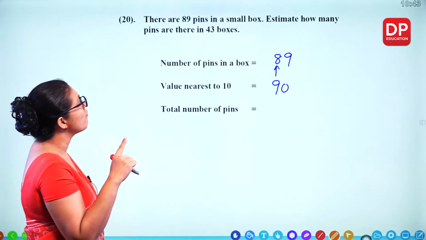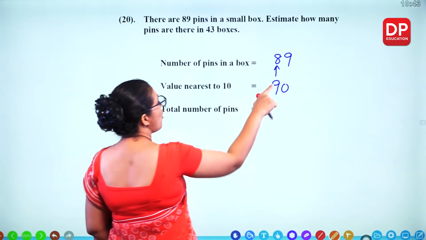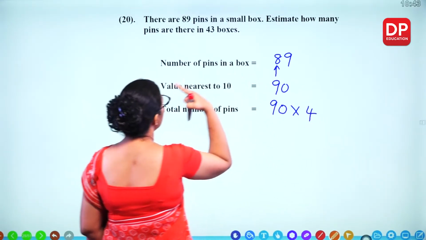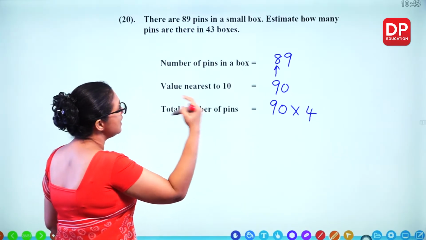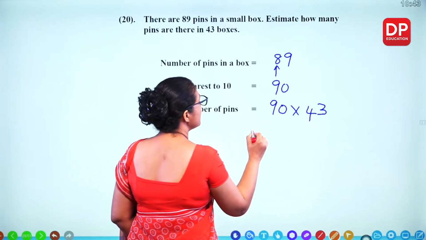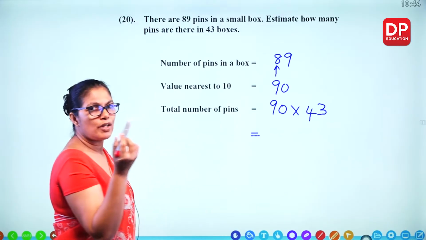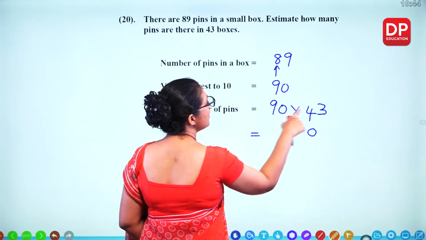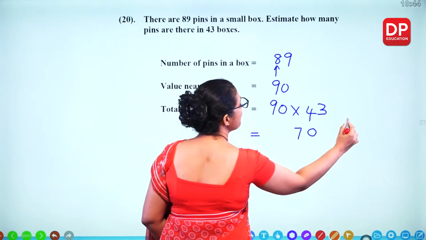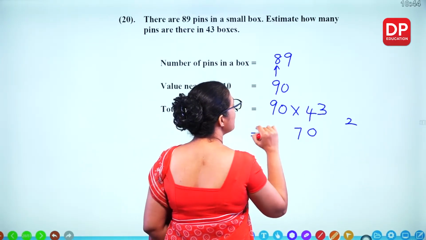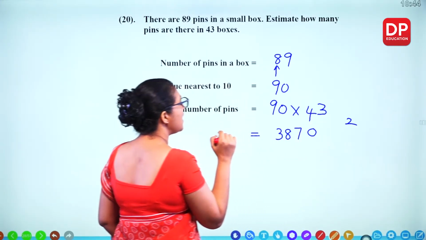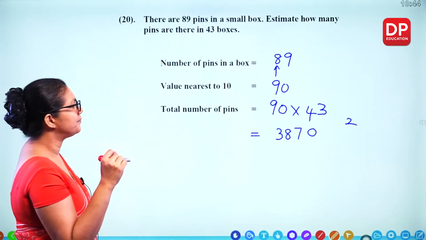So total number of pins: each box roughly 90, and 43 boxes are there. Here, 43, you can take 43 or 40, also possible. Now we'll multiply. It's easy to multiply. 0, 9 times 3, 27. 2 remaining. 9 times 4, 36, plus 2, 38. 3,870 pins are there.